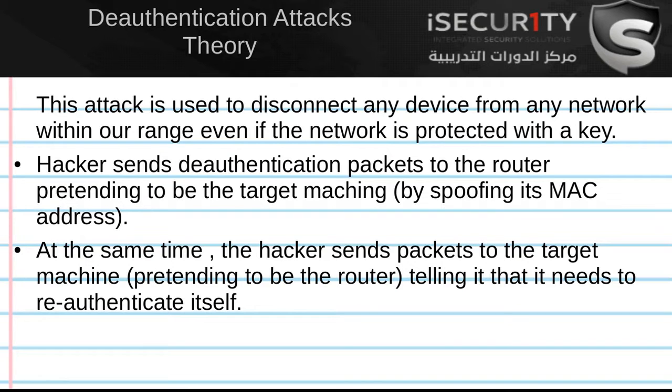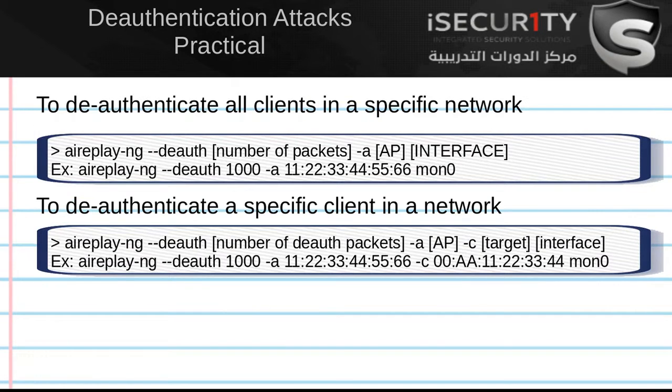So we're going to pretend to be the target client and tell the access point that we want to disconnect from you. And then we're going to pretend to be the access point and tell the client, you need to reconnect, you need to re-authenticate yourself. When we do that, the connection is lost. We're going to use a tool called Aireplay-ng to do it. So let's see how we can do that.